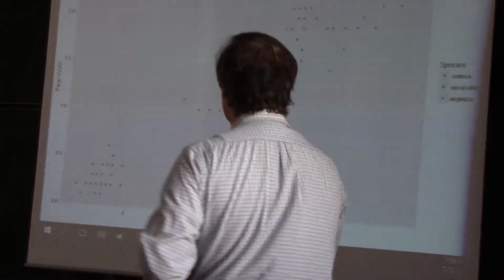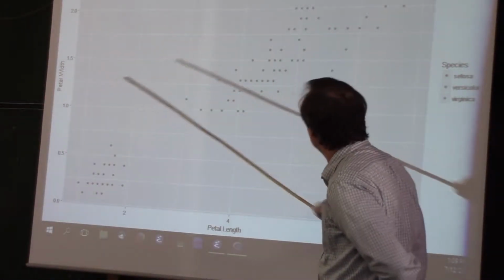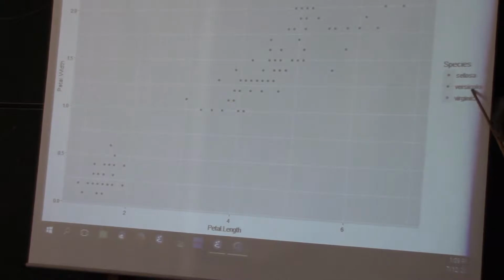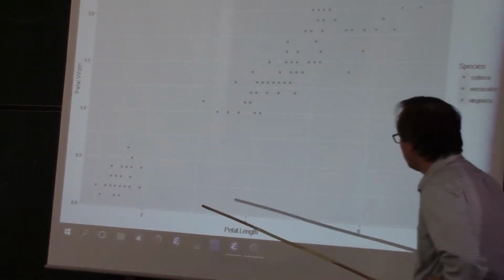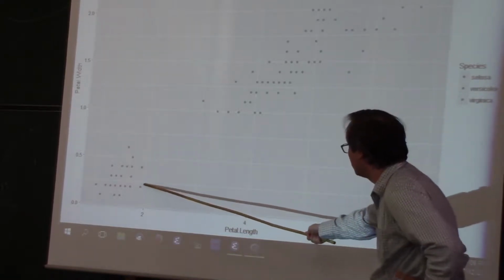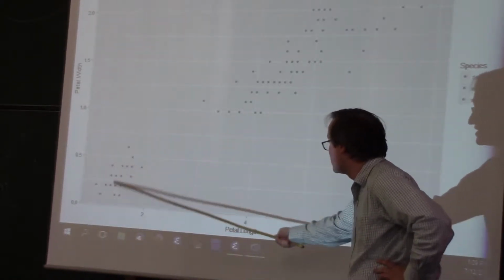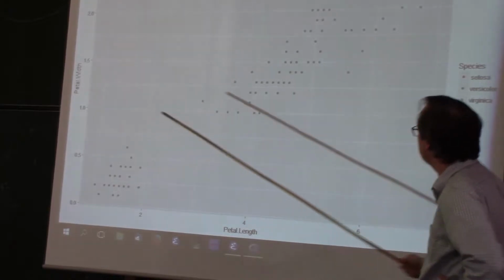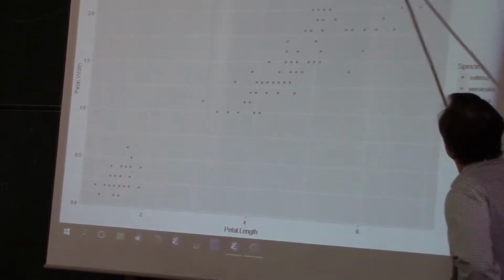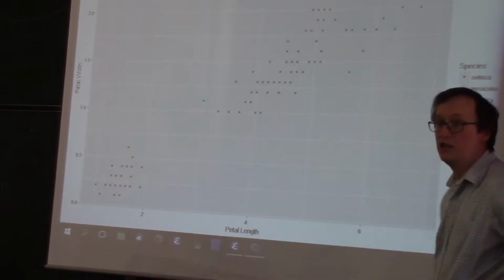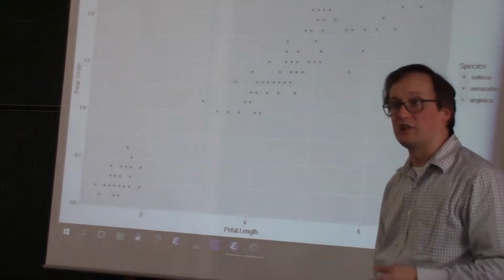So remember, we're talking strictly about petal length and petal width, and we see Setosa, versicolor, and virginica. These are the 3 different species within Iris, and we see that the Setosas down here have the smallest petal lengths and the smallest petal widths. We have versicolor showing up somewhere in the middle, and then we have the blue set up here, virginica, that has the longest petal lengths and the longest petal widths.